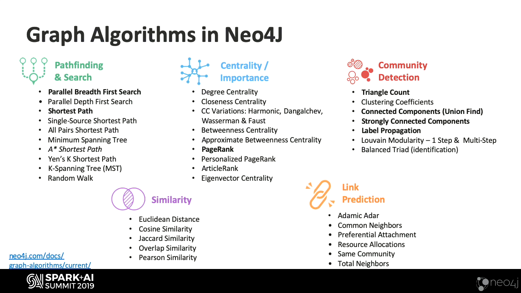And if you're interested in getting started in Spark, there's a subset of these that are available in Spark as it is: some pathfinding and search, PageRank, some community detection algorithms. So you can start exploring in Spark, and move into Neo4j when you have more questions or you need more algorithms.